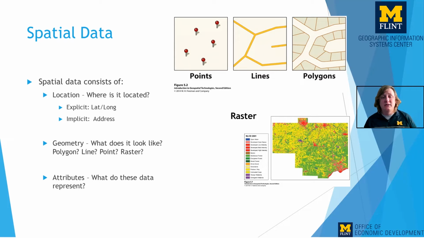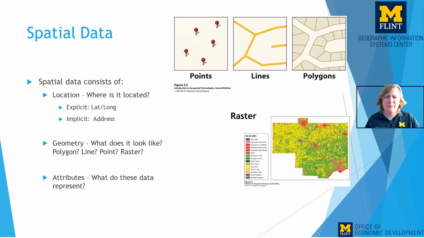Then what does it look like? Is it a point? Is it a line? Is it a polygon? Some data can be shown as all three separately or just one. And then there's raster data. Raster data is basically just a large grid sheet with equally spaced grid cells that is given one value for each grid cell to represent that area on Earth or on whatever you're mapping.